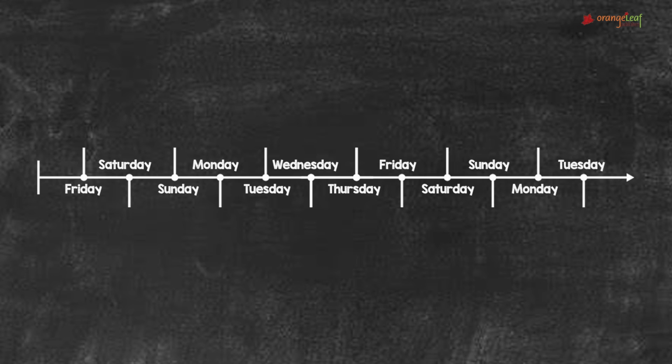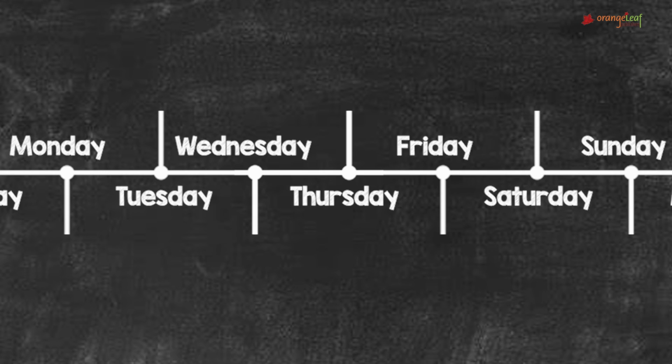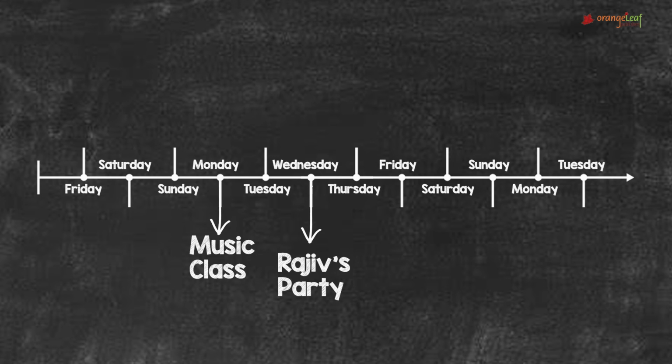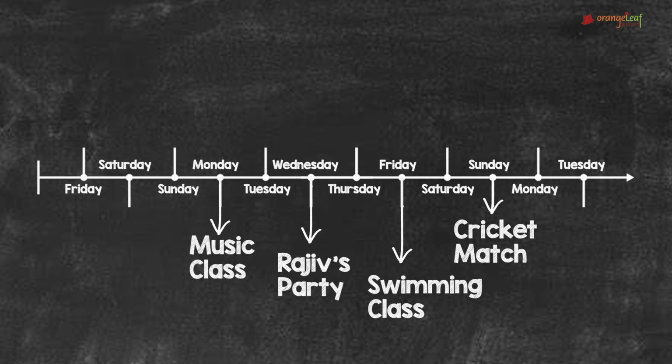The timeline. The timeline helps you place events in the order that they happen. Let's have a look at some timelines. Here is a timeline that shows a week. The timeline of the week is divided into 7 parts, each for 1 day. We can now say what happened on which day very easily. For example, there was a music class on Monday, a party on Wednesday, swimming class on Friday, and a cricket match on Sunday.